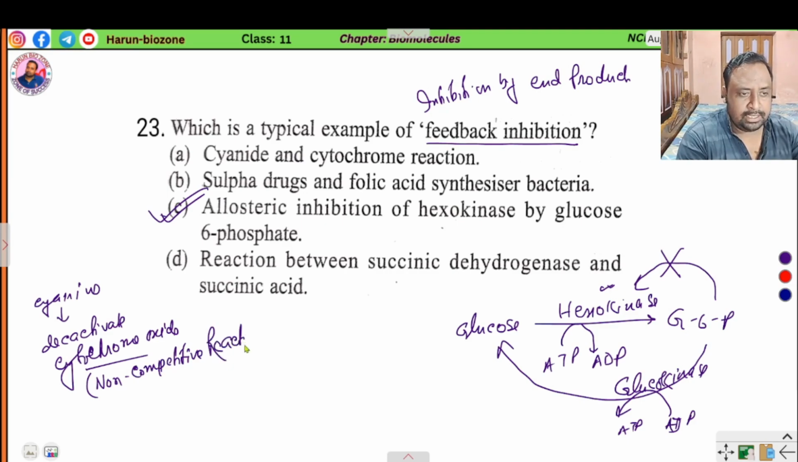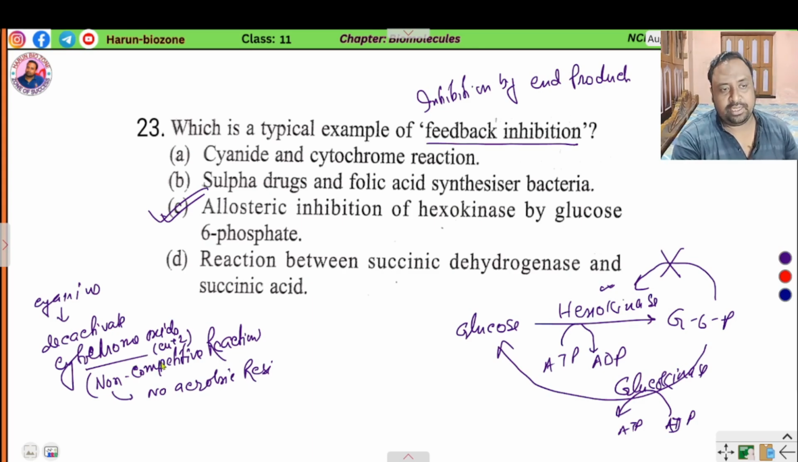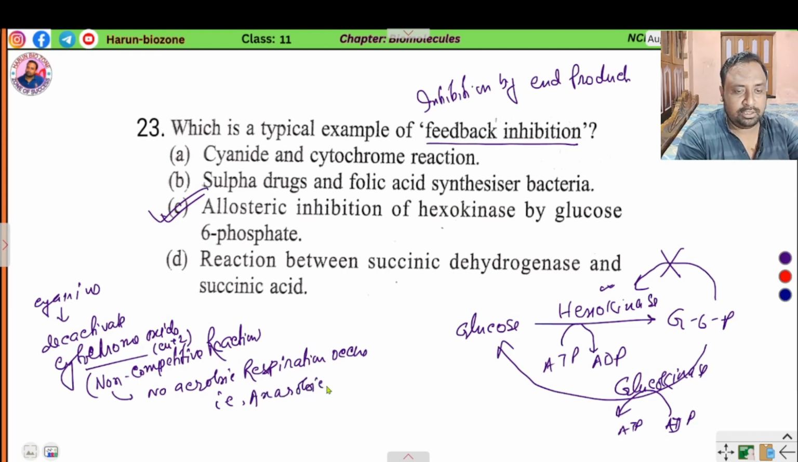Here cyanide binds with the copper ion of cytochrome oxidase, and the cytochrome oxidase becomes deactivated. When deactivated, no aerobic respiration occurs, because cytochrome oxidase is the final electron acceptor, where electrons combine with oxygen and produce water. No aerobic respiration occurs, that is, anaerobic respiration occurs. So hypoxia, a lack of oxygen, occurs in every organ.